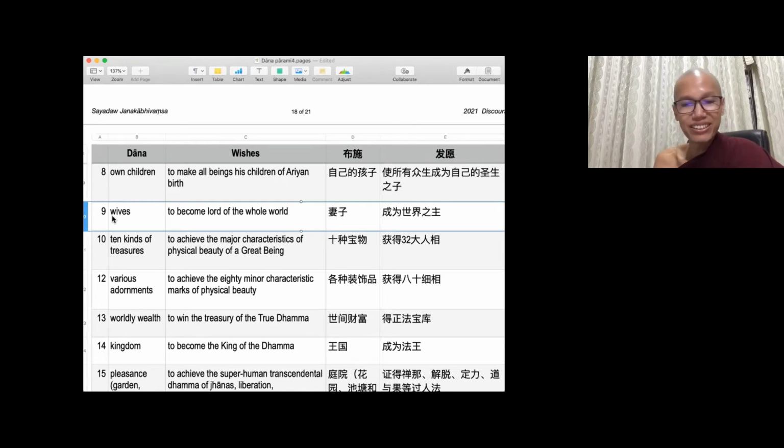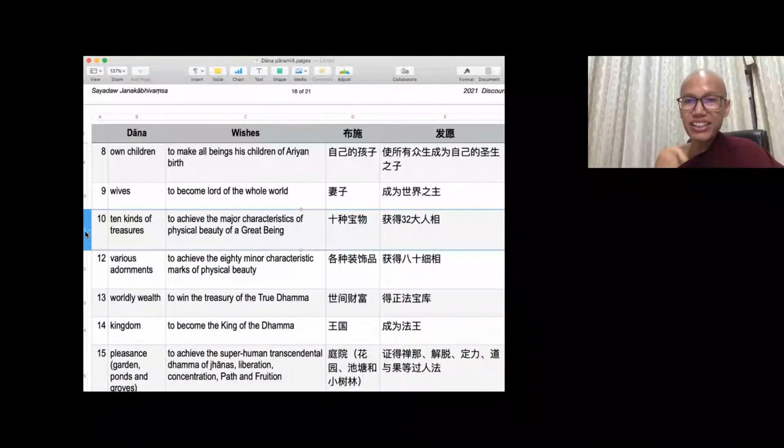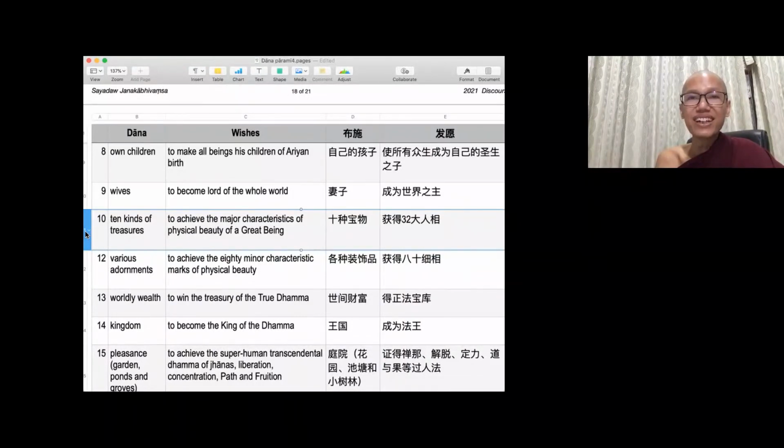Okay, next donation. Ten kinds of treasures, ten kinds of jewels, donating ten kinds of treasures. Like gold, silver, ruby, diamond, etc. I cannot count them all, but they are mentioned in the teaching. This is to achieve the major characteristics of the physical beauty of a great being.